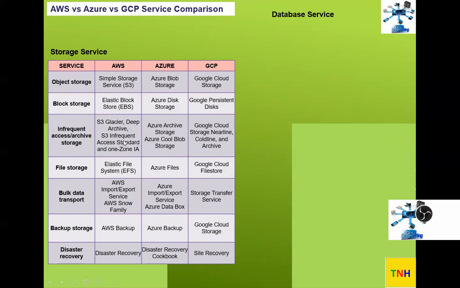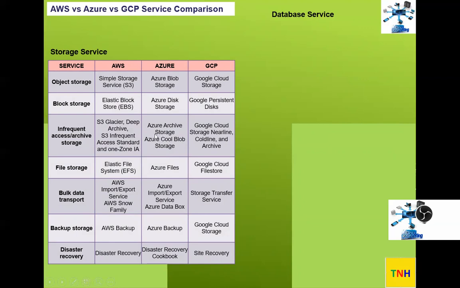That is one offering from them. The other one is One Zone Infrequent Access. IA means infrequent access. One Zone. So those are two different offerings by AWS.